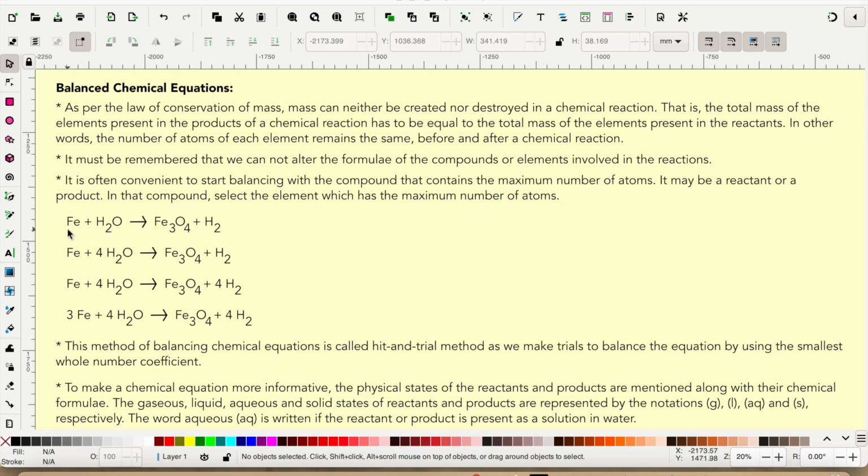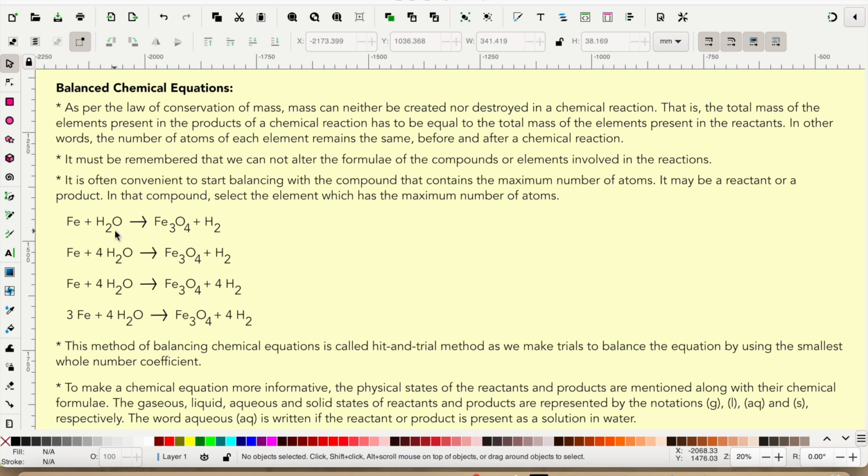This unbalanced chemical equation has 4 substances. Out of these 4 substances, Fe3O4 has got maximum number of atoms. They are 7, 3 iron atoms and 4 oxygen atoms. Oxygen atoms are more than iron atoms, so we will start balancing oxygen atoms first.